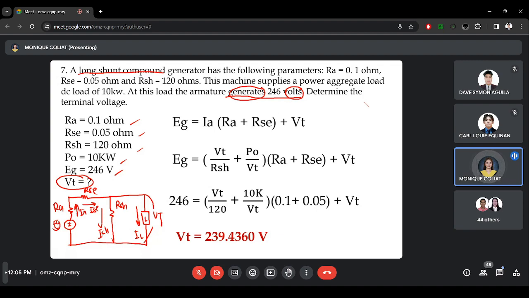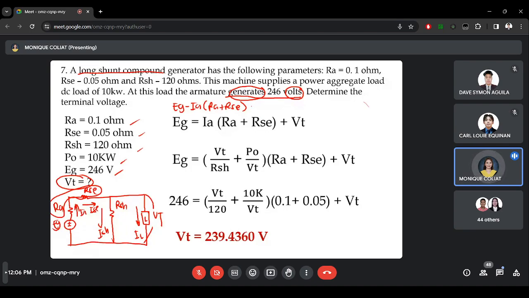Okay, equate kay EG, then we will get EG is equals to IA RA plus RSE plus VT. So, how to get IA? IA is equals to ISH plus IL, wherein ISH is equals to VT over RSH, and IL is from PO over VT. So, lagay niyo lang dito. So, after that, ito na yung pinaka-formula natin.